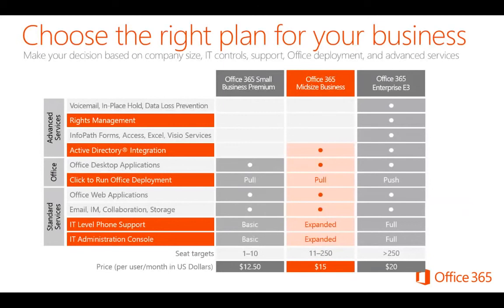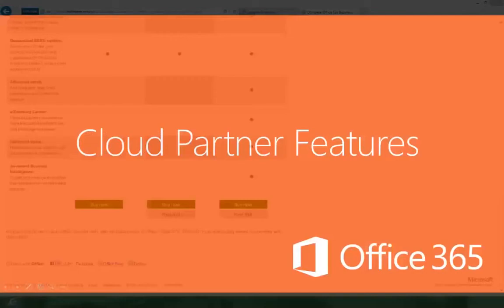Yet another slide where you can go ahead and pause the video if you want to dive into the specifics of everything that's up here, but this just allows you to see at a glance really what the differences are between the small business premium SKUs, the mid-size business, and then the enterprise E3 SKUs, as well as the cost per user per month at the bottom of the slide there.